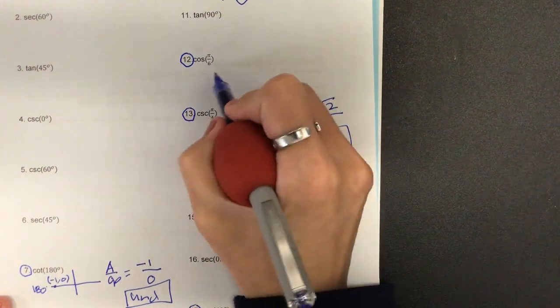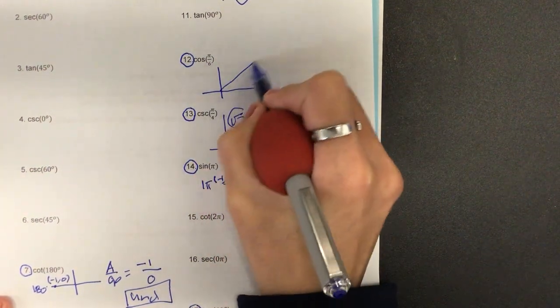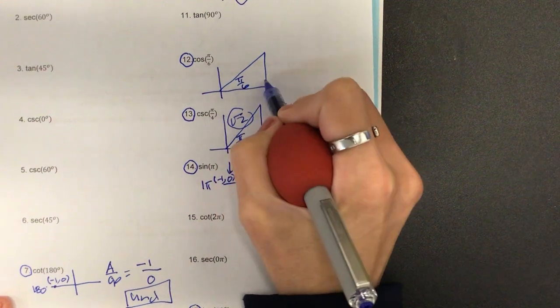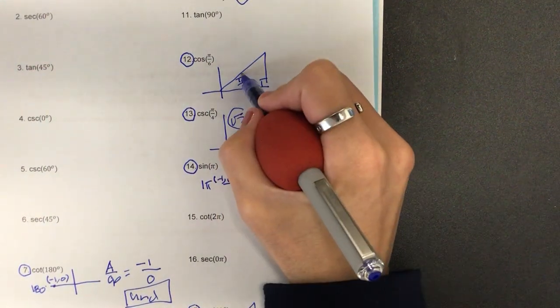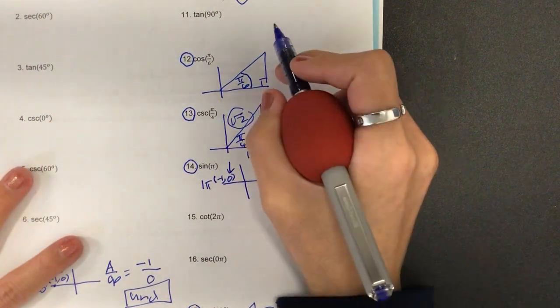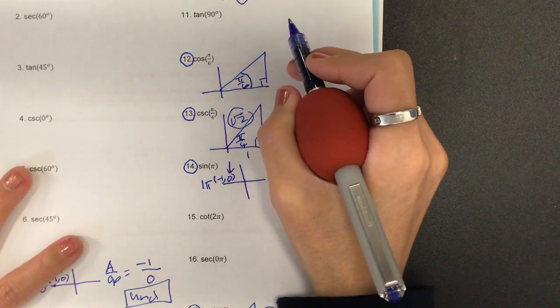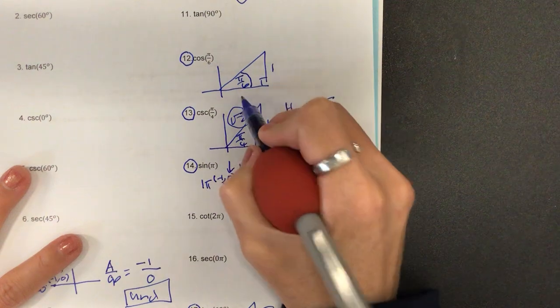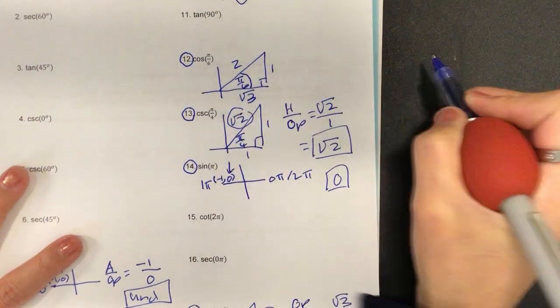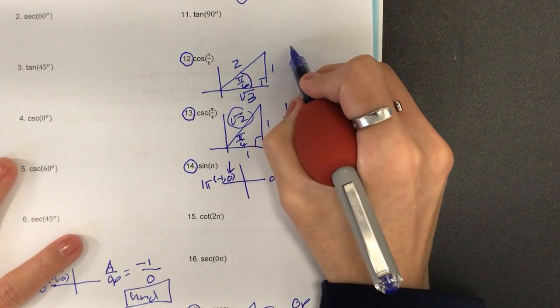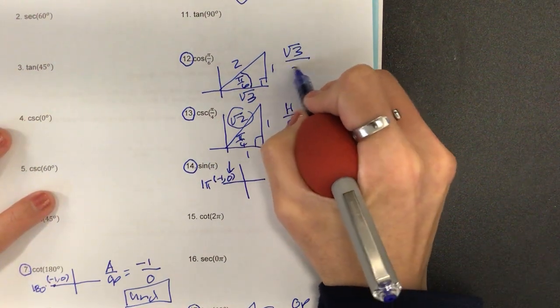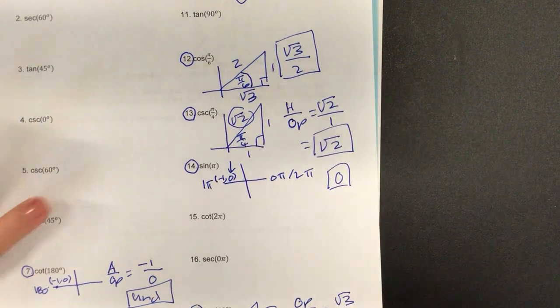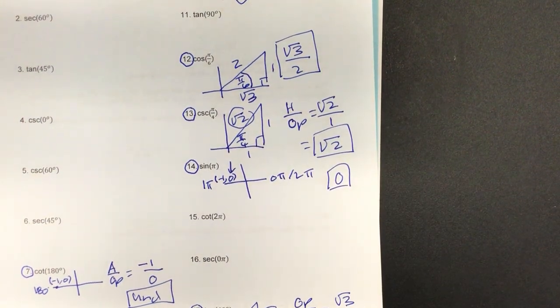Okay, on number 12, let's draw our triangle. Here I have pi over 6. All right, Ben, pi over 6 is how many degrees? 60. That's the other one. 30, so it'd be 1, root 3, and 2. Cosine is adjacent over hypotenuse. Oh, that one's not going to work out either. Radical 3 over 2. That one did not simplify the radical. So let's try number 5.